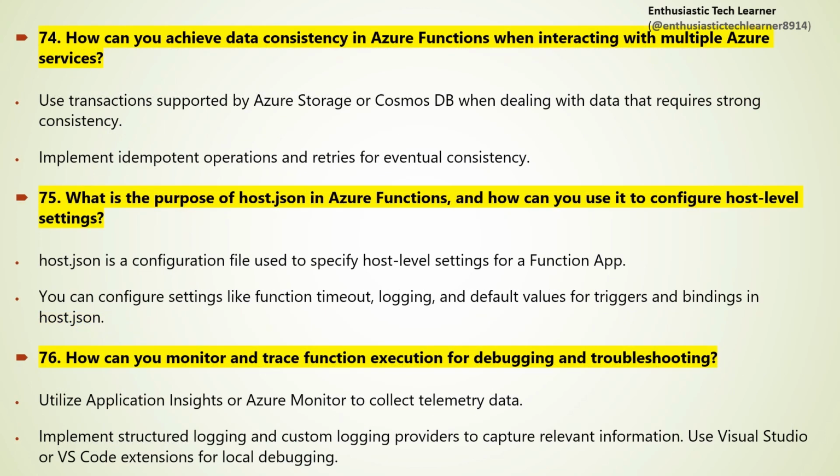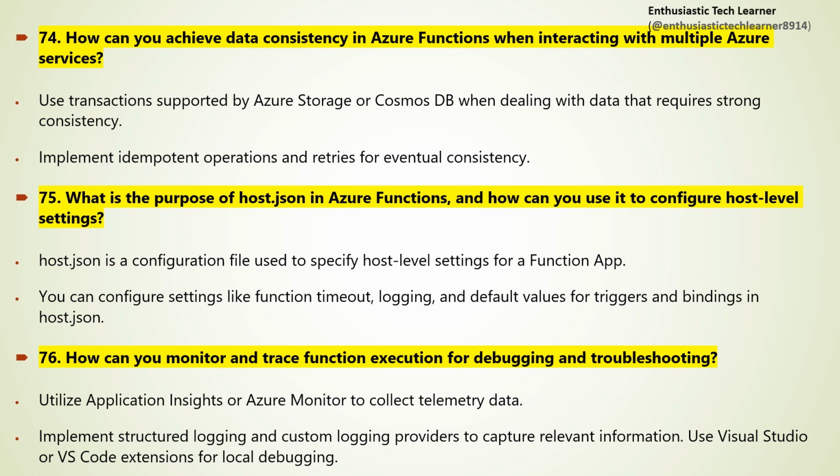How can you achieve data consistency in Azure Functions when interacting with multiple Azure services? Use transactions supported by Azure Storage or Cosmos DB when dealing with data that requires strong consistency. Implement idempotent operations in retries for eventual consistency.